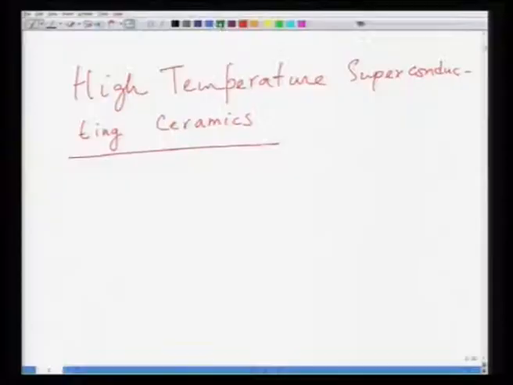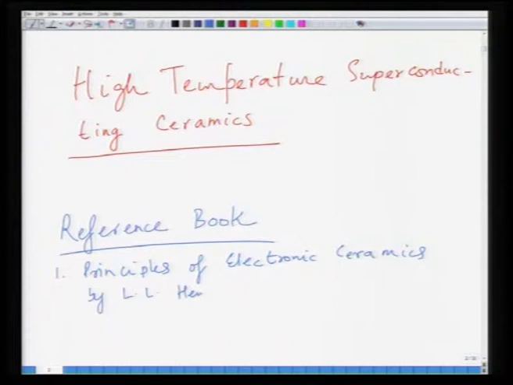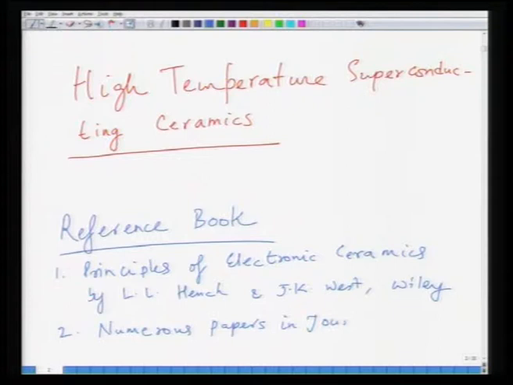The reference book which I would recommend you to read is Principles of Electronic Ceramics by L.L. Hench and J.K. West. This is a Wiley publication, so you can read about superconductors in this book, and there are numerous papers in journals and reviews which can help you understand this principle a little bit more. And there are several other books which can take you through this journey into superconductivity.